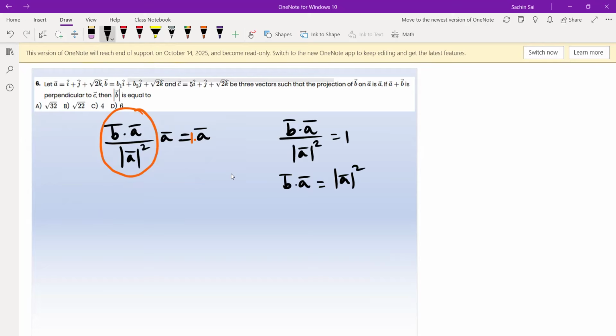Then you have a second condition, a plus b is perpendicular to c. So that means (a plus b) dot c equals 0, right? So you are given two conditions, b dot a equals mod a squared and (a plus b) dot c equals 0. If you solve them, you will get the values of b1 and b2. And based on that, you will get the modulus of b bar.